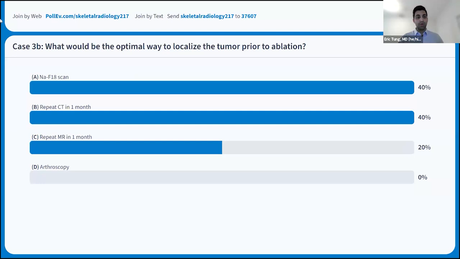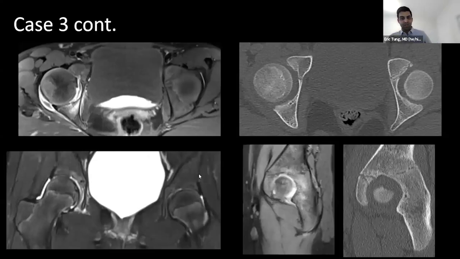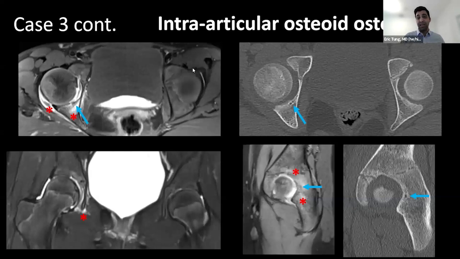We'll pause here and we see that the most common answers here are the sodium fluoride as well as the repeat CT. And so as I was describing, we see that there's a lot of marrow edema and the synovitis. We see that there is this lesion right here, but it can be quite hard to see prospectively. And this was, as I mentioned, an intra-articular osteoid osteoma.